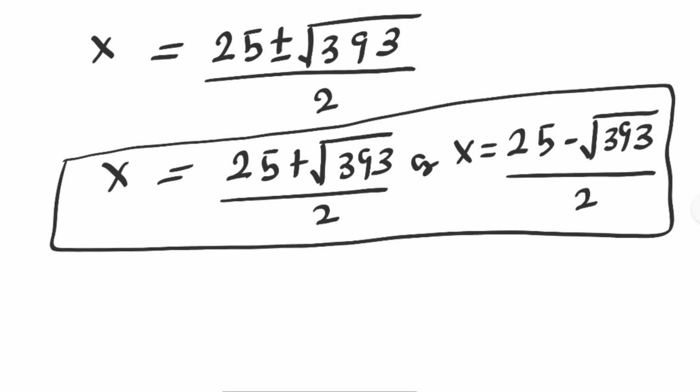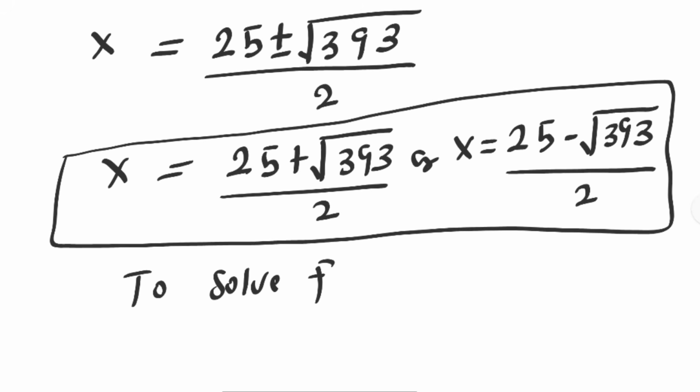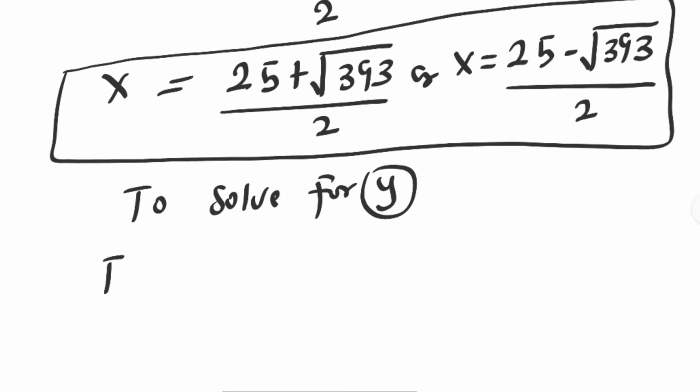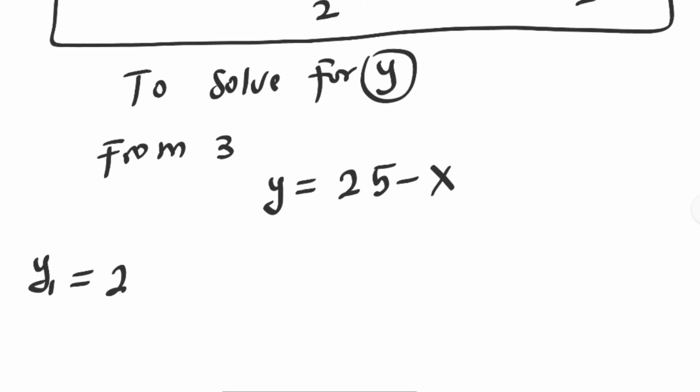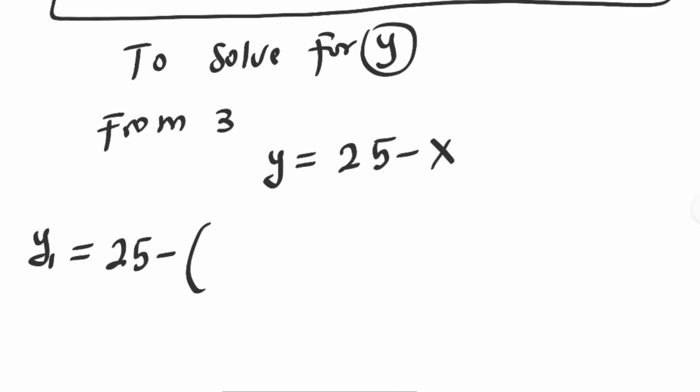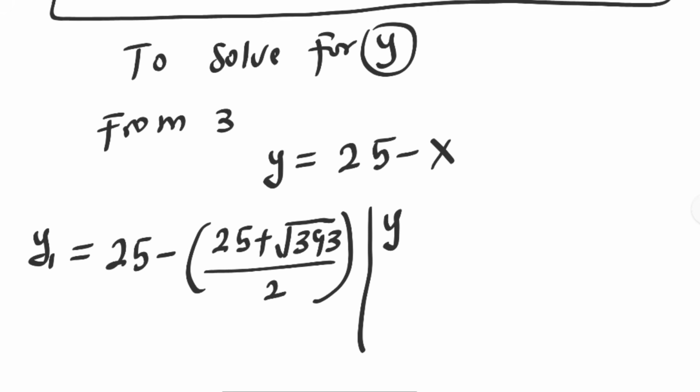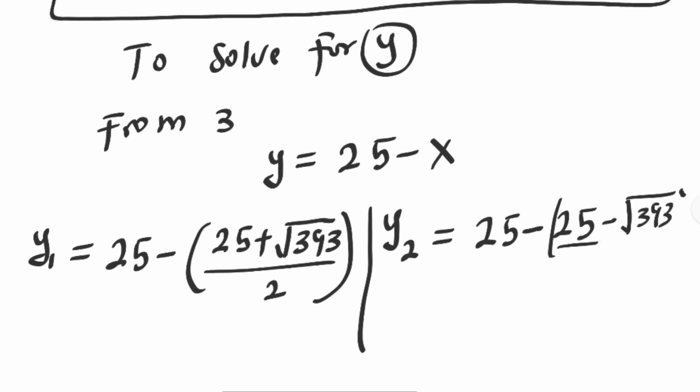Let us solve for y. We've gotten the value of x. To solve for y, from equation 3, y is equal to 25 minus x. y1 is equal to 25 minus x1, which is 25 minus 25 plus square root of 393 divided by 2, and y2 is equal to 25 minus 25 minus square root of 393 divided by 2.